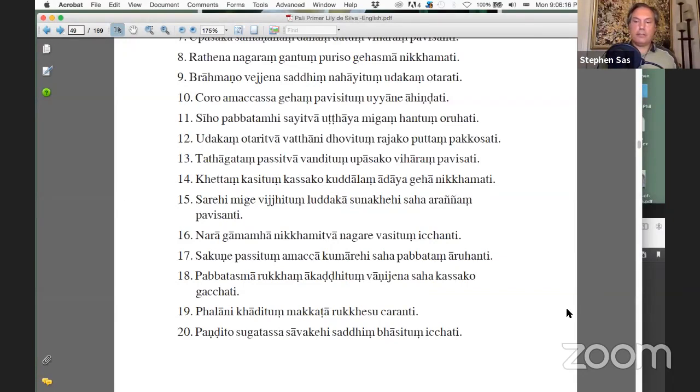Yeah. Let's try a couple more. Maybe we'll try Golfin. Okay. Can you do for us then 18? Babatasma rukham akaditum wanijena saha kasako gachati. It's the farmer goes from the mountain to the forest. Wait. Not quite getting it. Say, start again.